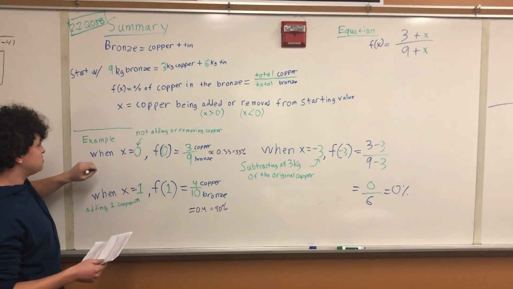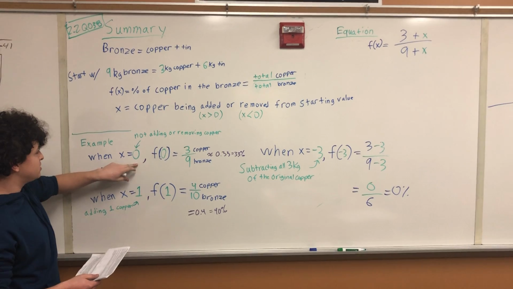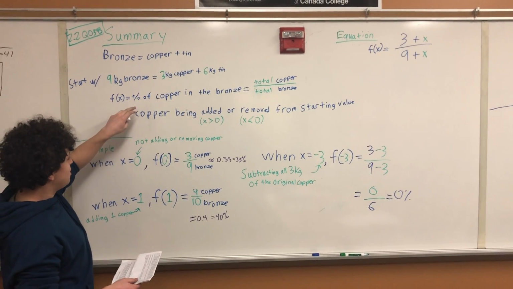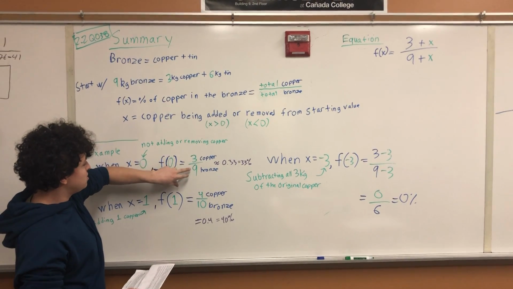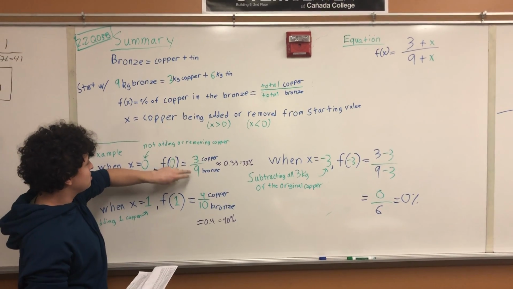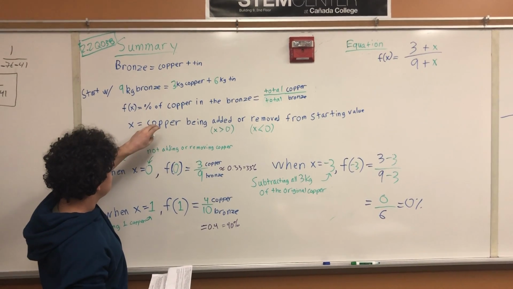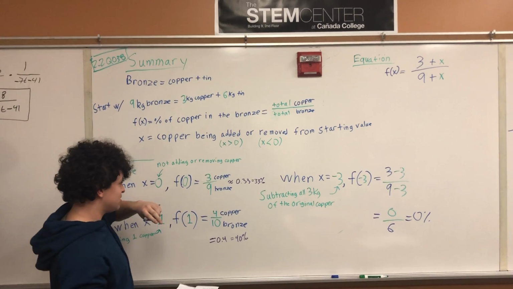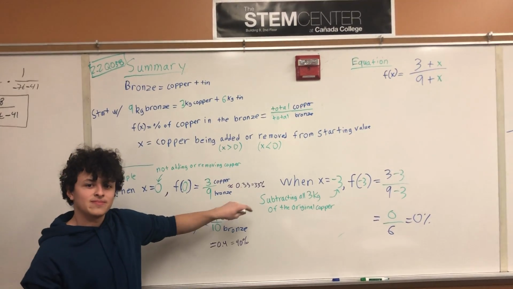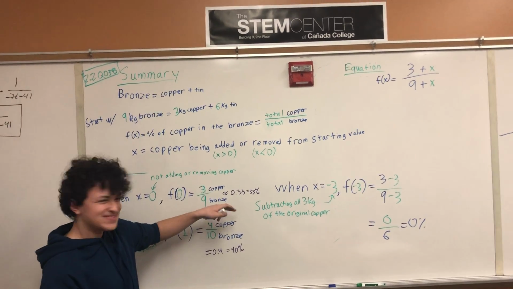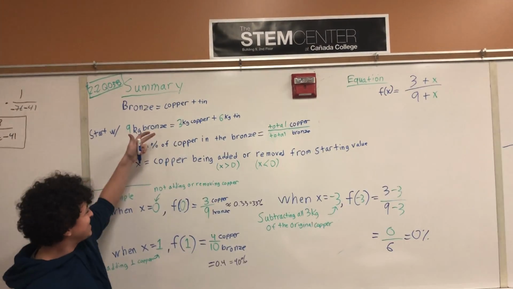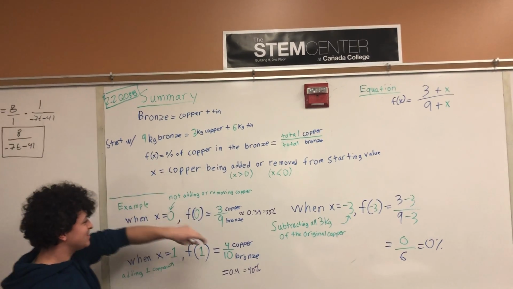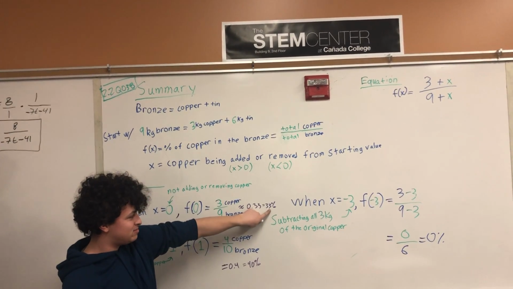So your initial value would be x equals 0 because you're not adding or removing copper. So then f of x would be 3 over 9, because you're not adding or removing any copper, so that's what you start off with. Because there was originally 3 copper and 9 bronze, and the ratio between that is 33%.